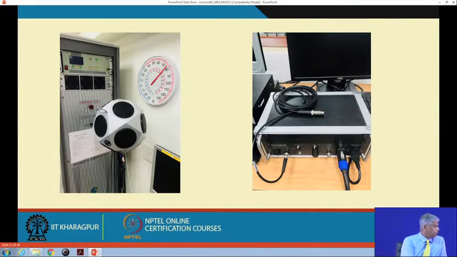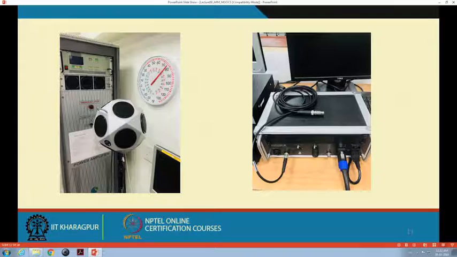This is the omni sound source, where we can generate a lot of sound, and this is a signal generator amplifier where we can generate pink noise, white noise. We can play recorded noise to simulate a lot of noises, because this helps to understand the building acoustics. We can measure reverberation time through such a system.